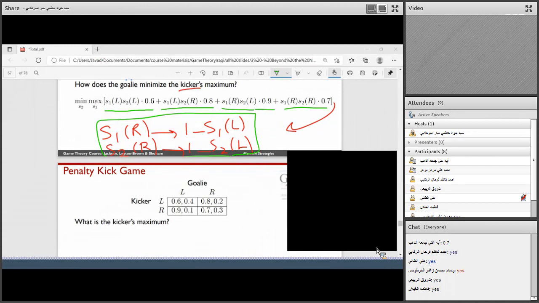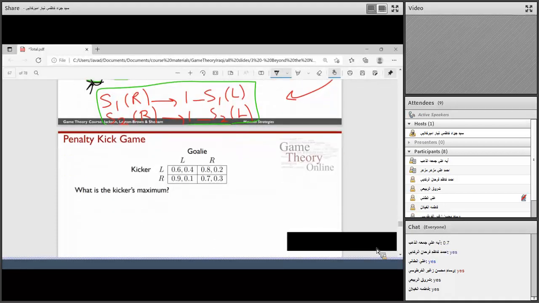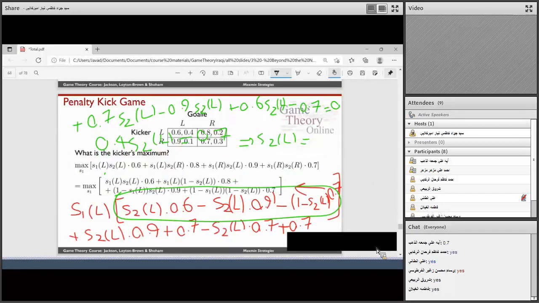First of all, we need to find the kicker's maximum. In other words, the max is done first. When you have min-max, you have to do the inside first, and then you do the outside. That's something you need to consider. In a min-max problem, you first solve the maximization, and then you go after the minimization. In general, you do the inside first, and then you take care of the outside. So we're doing this maximization here.